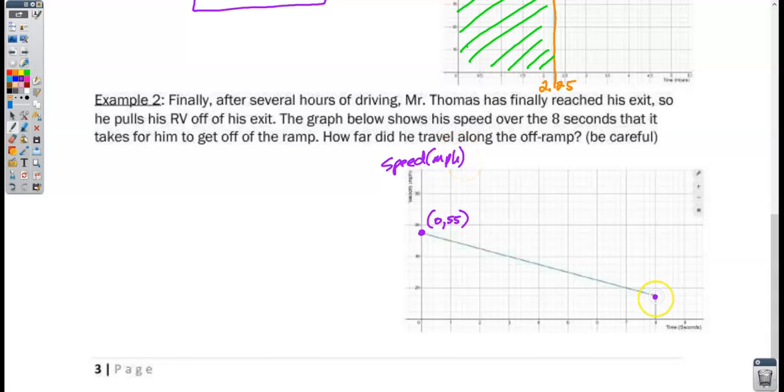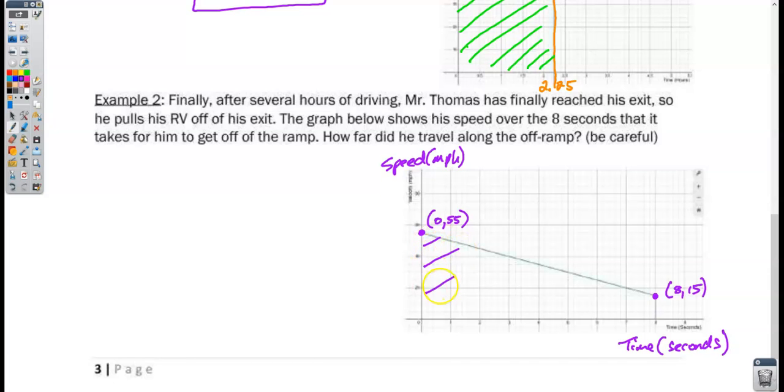And over here, I have the point 8, 15. And along the bottom here is our time, and our time is measured in seconds. It doesn't take me 8 hours to slow down to a speed of 15 miles per hour. It takes me 8 seconds, which presents an interesting concept for us here. But first we're going to go straight forward with my calculation.